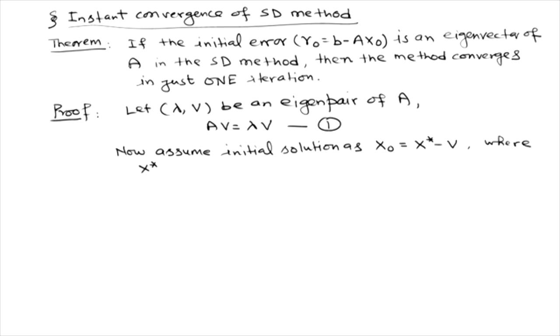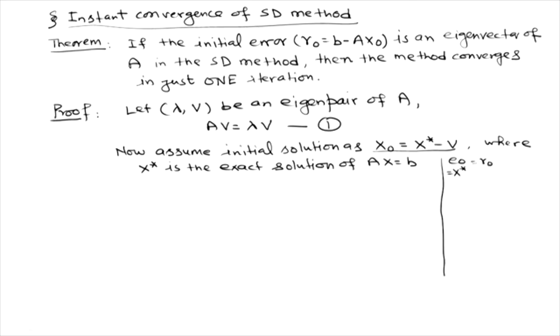where x star is the exact solution of Ax equals to b. So, what I am assuming here is that I am taking the initial solution such that the initial error is v. If I choose my initial solution in this way, then the error in the initial solution will be, so initial error e 0, or r 0 here, x star minus x 0. This is x star minus x 0, which is x star minus (x star minus v), so this will become v. So, I am taking the initial error as the eigenvector of the matrix A.